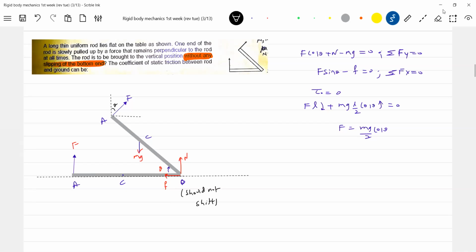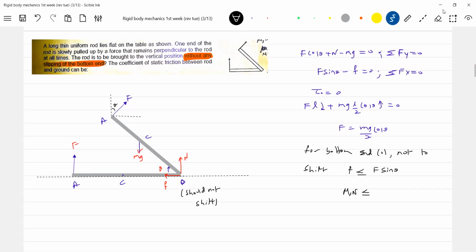So for that, what is the condition I should write? Definitely the friction force which is acting should be less than F sin theta. Then only it is possible, no? For the bottom end O not to shift, the friction should be less than or equal to F sin theta, you write it. What is F? F should be equal to mu N, less than. The limiting friction should be less than F sin theta.